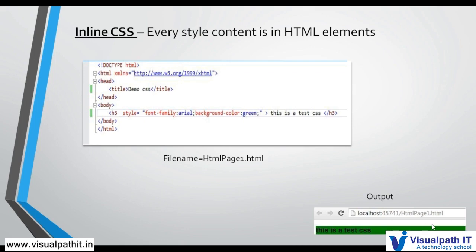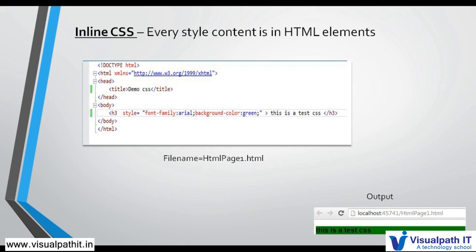Now, in the output, the background color is green, and the font we used is Arial. We have not written much else here. So the text which we displayed had some properties applied under the h3 tag, which is known as inline CSS. The CSS you write inside the tag is known as inline CSS.